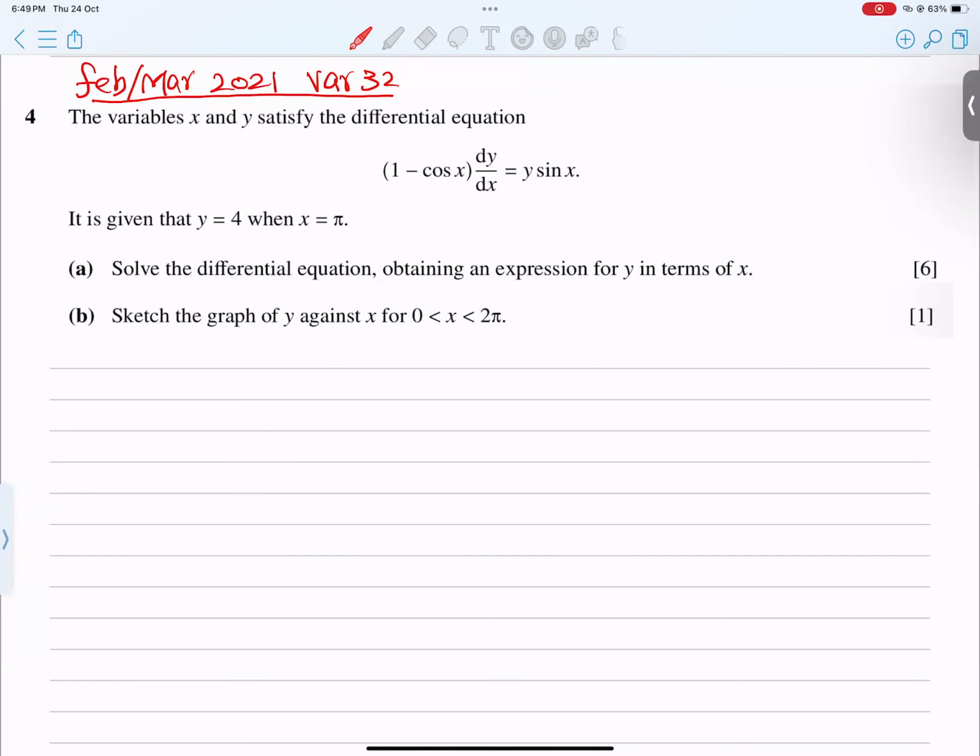Bismillahirrahmanirrahim. This is a February, March 2021, 32 variant question number 4. The topic is differential equations. So, there are a few steps. Step number 1, you have to do separation of variables. How can we do it?